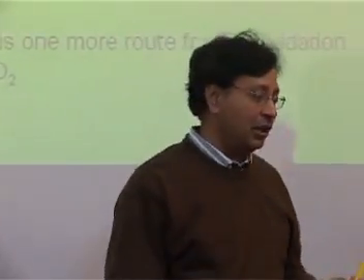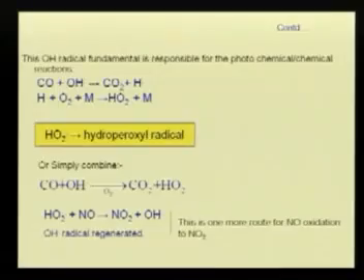So don't forget what we discussed last class, because the whole photochemistry revolves around the OH radical. It's a very, very fundamental thing. So don't forget that we had OH, and now the new thing we are talking about is the formation of the HO2 radical, that is, the hydroperoxyl radical.